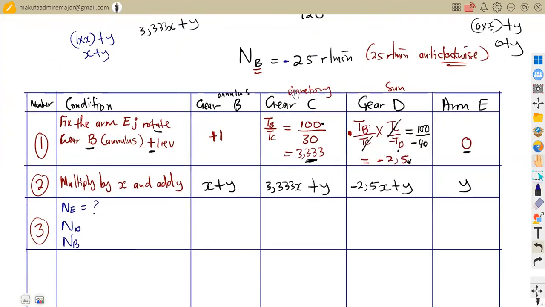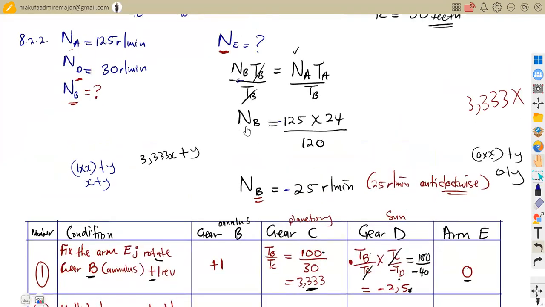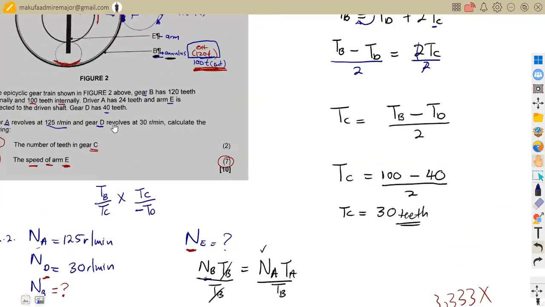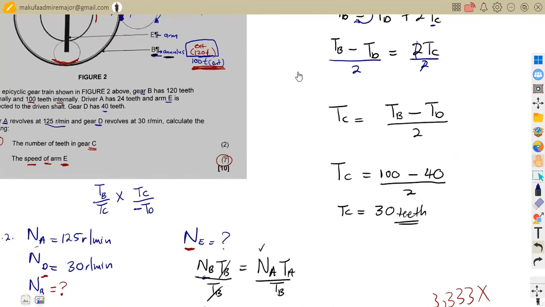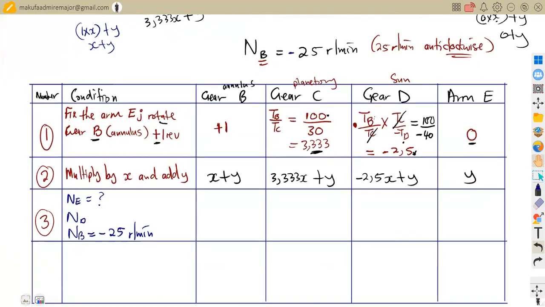We have these ones. B, remember B here, it's negative 25. So this is going to be negative 25 revs per minute. We also have D. Where is our D here? Our D is 30 revs per minute. This one that we are given revolves at 30 revs per minute. So this is what we're going to have here for D. It's going to be 30 revs per minute.